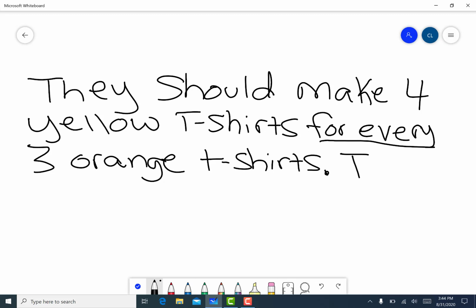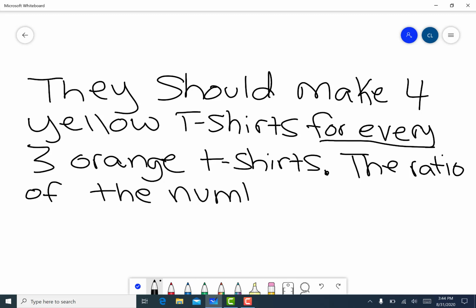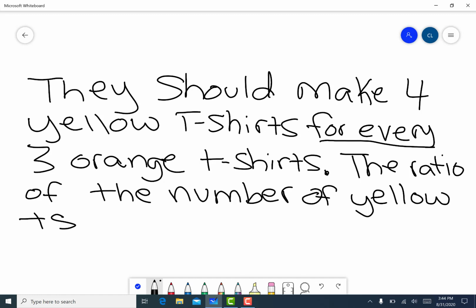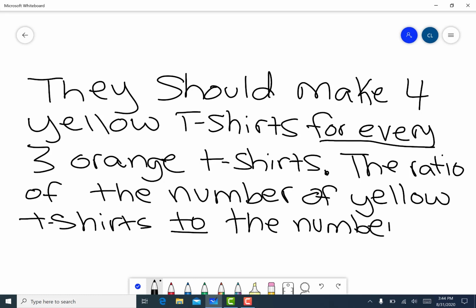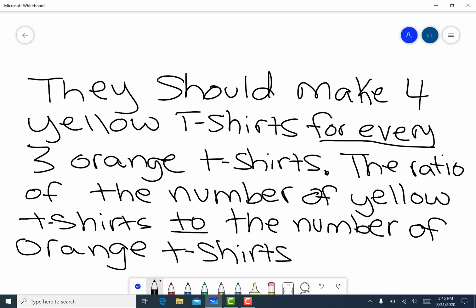The ratio of the number of yellow t-shirts, and here comes our big word, to, and we're going to underline that, to, the number of orange t-shirts should be, and the ratio is already given there on the side, and it says 4 to 3. And that's all you have to write.